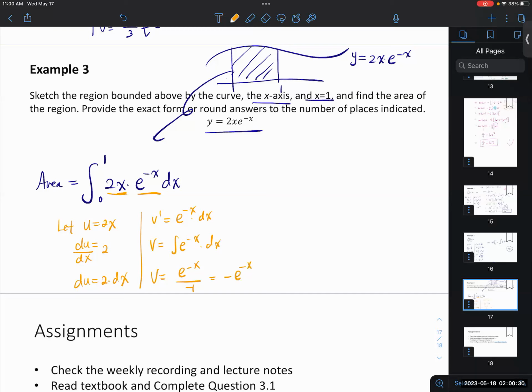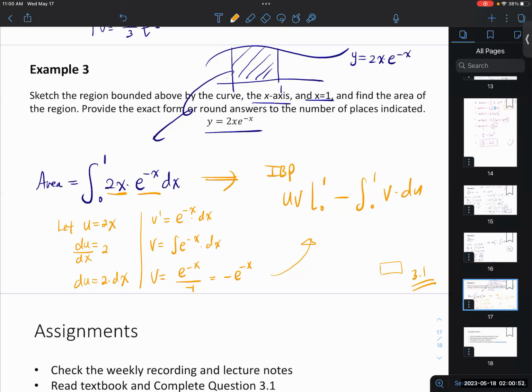So you have all the information. Again, this question is asking you to do the IBP: uv from 0 to 1, minus the integral of v du. You're going to plug in and you can finalize the answer. So I'm going to leave this question for you. You can finish up. That's all about 3.1.